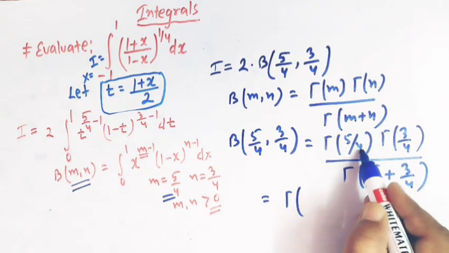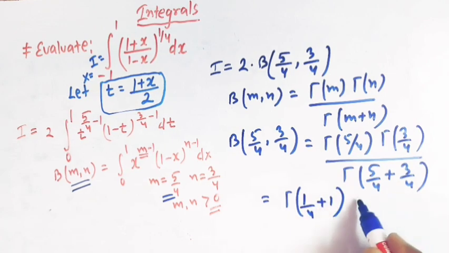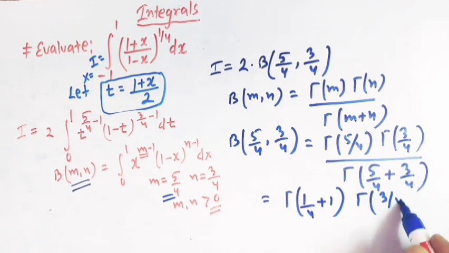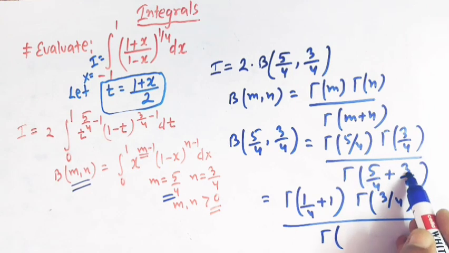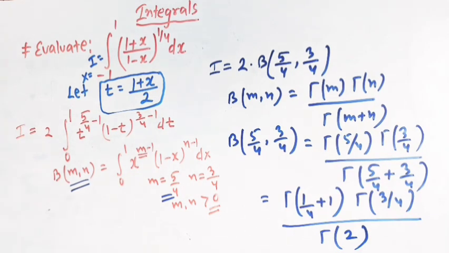Okay, so now we have gamma of 5/4. So 5/4 can be written as 1/4 plus 1, and here we have gamma of 3/4, and here we have gamma of (5 + 3)/4, which is 8 divided by 4, which is 2, right?